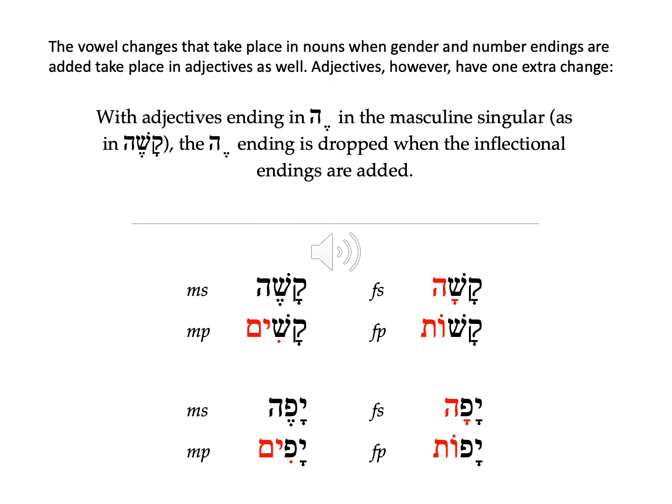One last quick note. Adjectives change and shift vowels the same way that nouns do. However, one extra change takes place in a few adjectives because many adjectives end in segol he. The word hard, for instance, is the word kasheh. These words will simply drop the segol he and add on the normal suffix. So hard earth, and remember that earth is feminine, becomes eretz kashah rather than eretz kasheh.